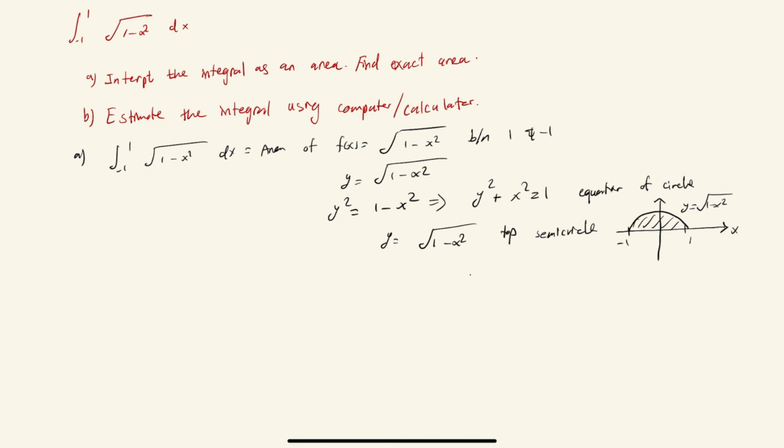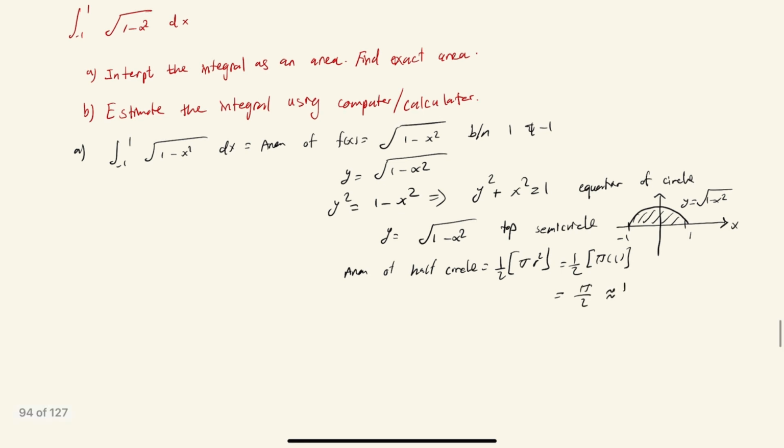So, what's the area of the top half of the circle? It's going to be half multiplied by the area of the circle. Half because this is half of a circle. And then the area of the circle is πr squared. Remember, the radius is 1 here, so we'll end up with π over 2. That's the area. Now this can be approximated as 1.5708.